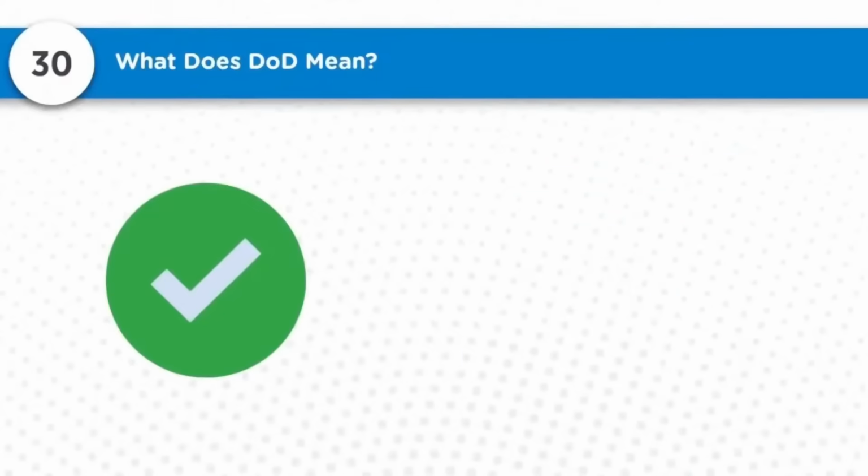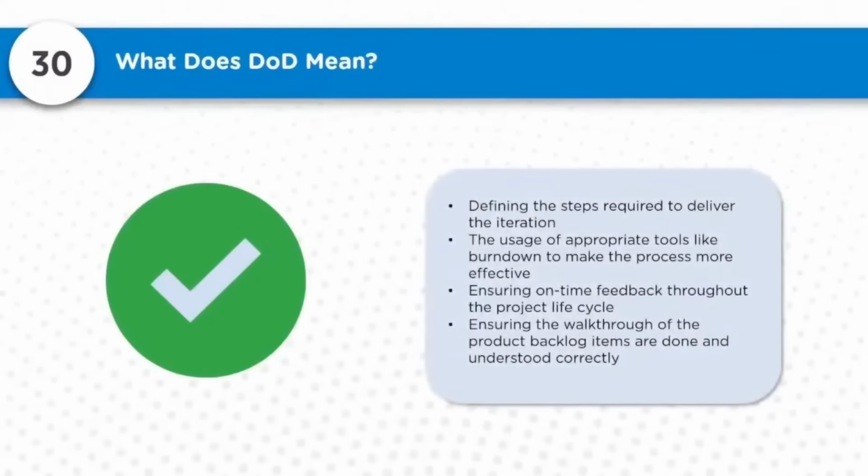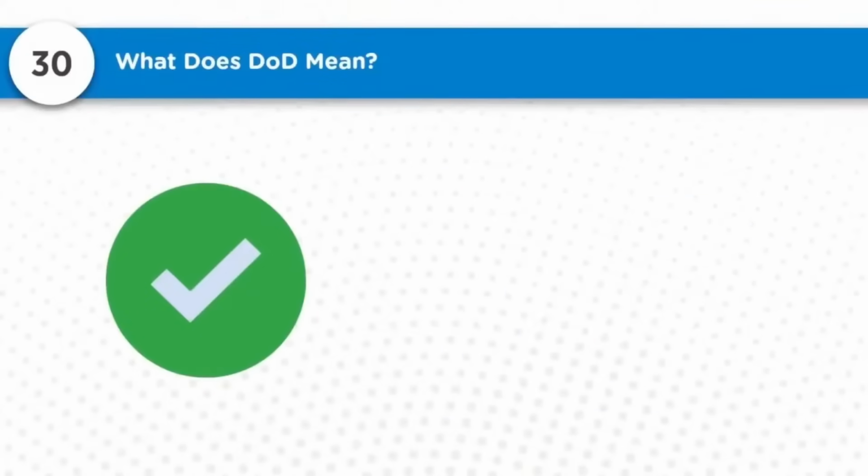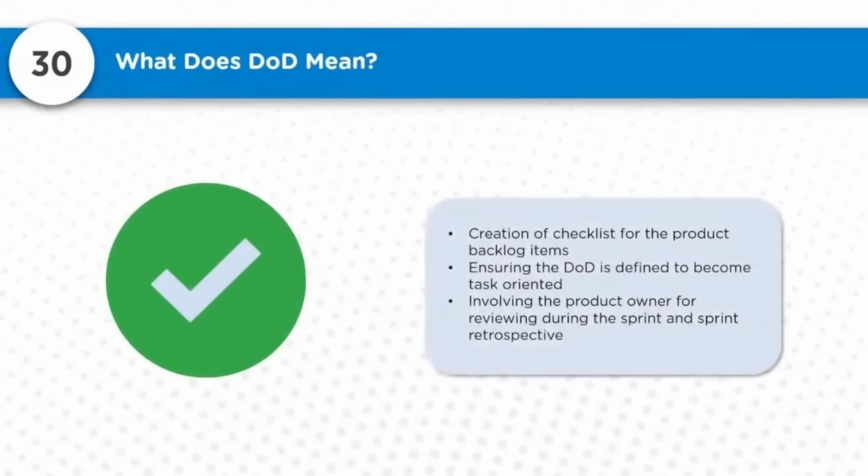So defining the steps required to deliver the iterations, using an appropriate tool like a burn down to make the process more effective, ensuring on-time feedback throughout the project lifecycle, ensuring the walkthrough of the product backlog items is done and understood correctly. Then creation of checklists for product backlog items, ensuring the DOD is defined to be task oriented, involving the product owner for reviewing during the sprint and sprint retrospective.